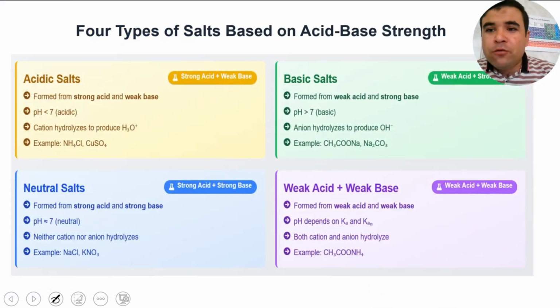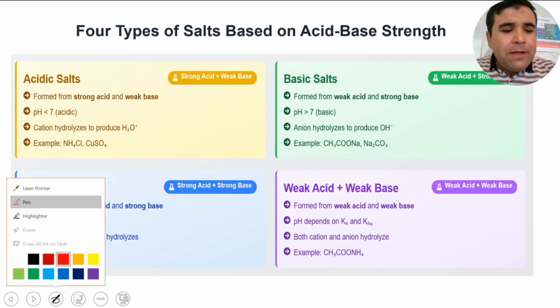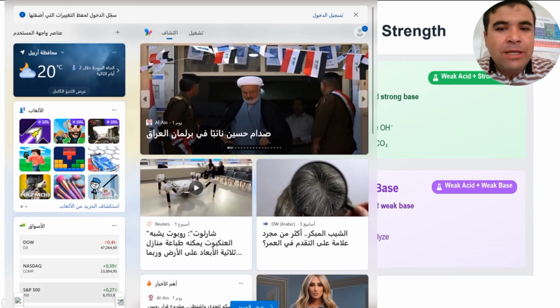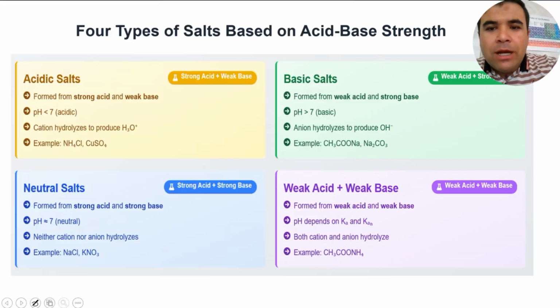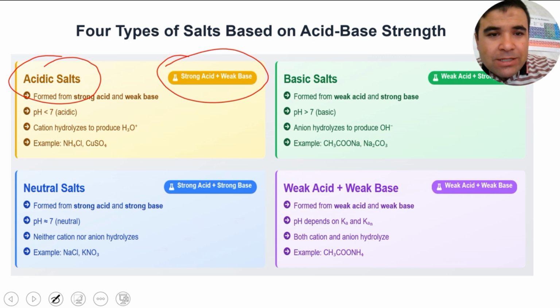We talked about the relations. Let's talk about the types of salt, which are important to be known. In chemistry, we have 4 types of salts, guys. The acidic, basic, neutral, and the 4th type can be acidic, basic, or neutral, based on the ionization constant of water, guys. The first type is acidic salt, guys. As you can see, the acidic salt is a salt made up from a strong acid with a weak base. A strong acid with a weak base.